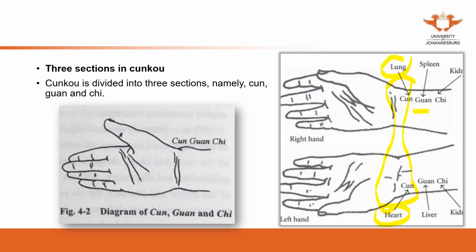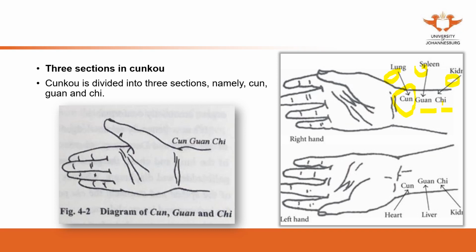关 is the spleen and liver. 齿 is the kidney. So there's another school that says these 3 sections can reflect different jiao, which means the 寸 location. The 寸 area reflects the upper jiao. 关 reflects the middle jiao. 齿 reflects the lower jiao on both sides. So upper jiao, middle jiao, and lower jiao.